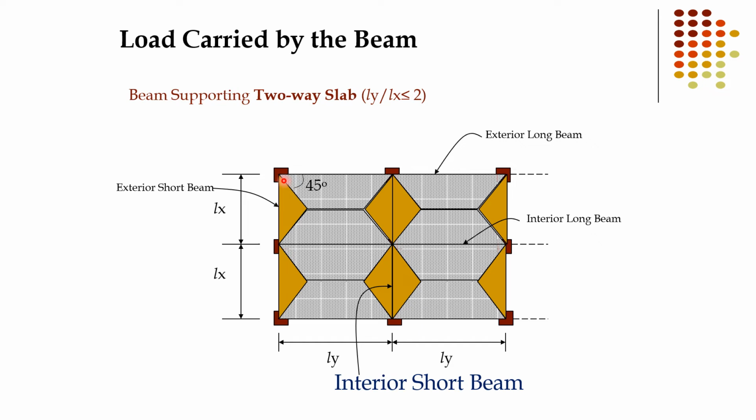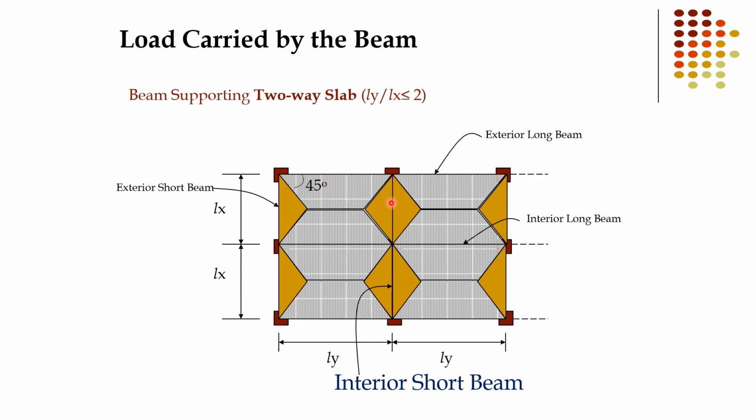In the two-way slab load distribution, we mark the slab at 45-degree angles. Here again, in this slab, 45-degree lines. Where the 45-degree lines intersect, we connect the lines. Now for this exterior short beam, a triangular load will come, and on this exterior long beam, a trapezoidal load will come. The slab load on this beam will be a trapezoidal load.